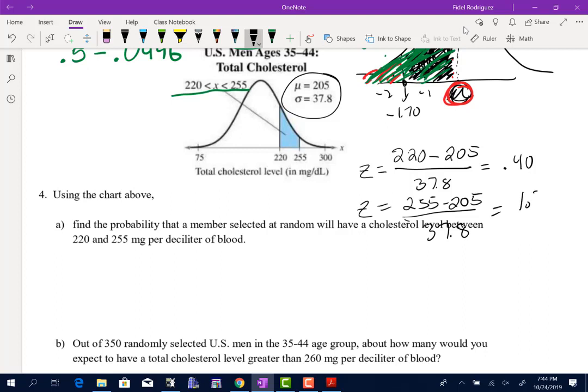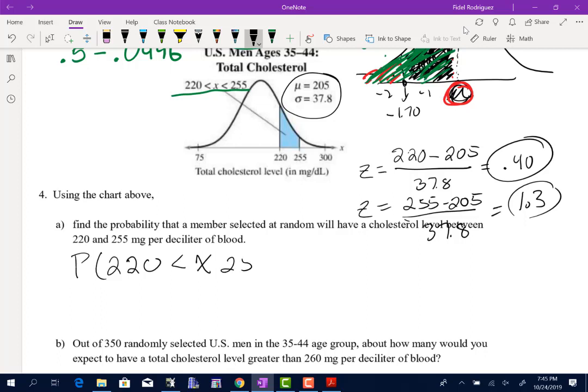Okay, let's do the same thing here for 255 minus 205, all over 37.8. Y'all agree 1.3? Okay. So guys, look what it's telling us here. We're looking for the probability that somebody's cholesterol is between 220 and 255. And that's saying the same thing as their z-score being between 0.40 and 1.3.